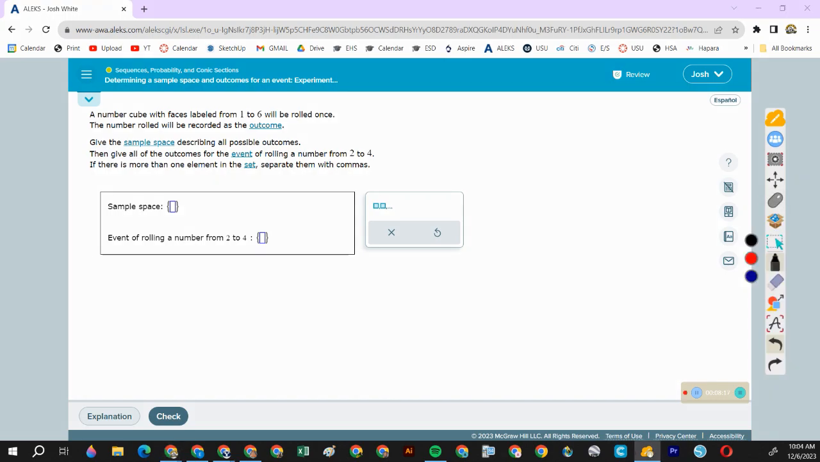Okay. So the sample set here, again, is going to be 1, 2, 3, 4, and 5. Give every example that is either a 2 or a 4. So that would just be a 2 or a 4.